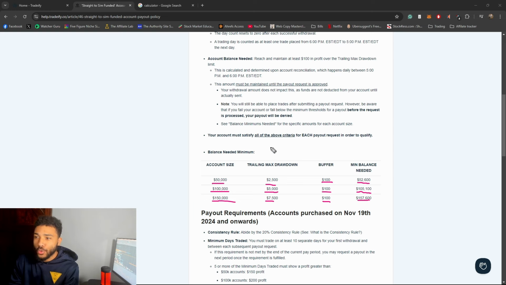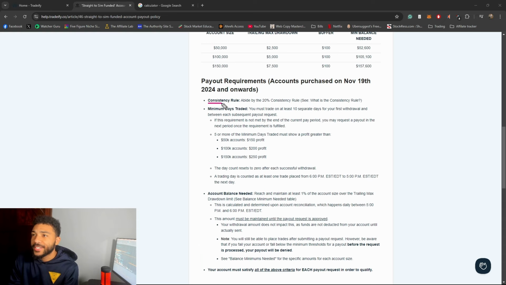And now let's look at the new rules that they have moving forward after November 19th. The consistency rule is going to stay the same. So you're still going to need to be 20% consistent. The minimum days traded is going to be the exact same, those 10 separate days.